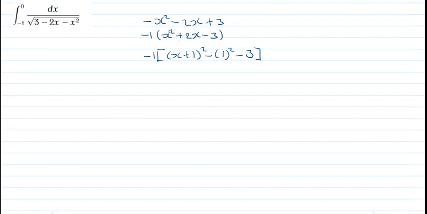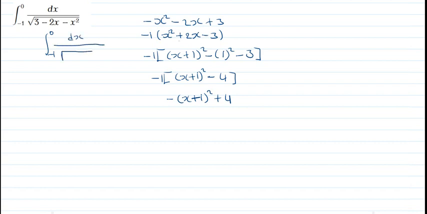With this, you can say negative 1, which is outside, then x plus 1 squared. Simplifying here, we get negative 4 as our answer. Distributing the negative back, we are going to have negative of x plus 1 squared plus 4. Then I'll take this back into my integral, meaning I'm going to have the integral from negative 1 to 0 dx over the square root of 4 minus x plus 1 squared.